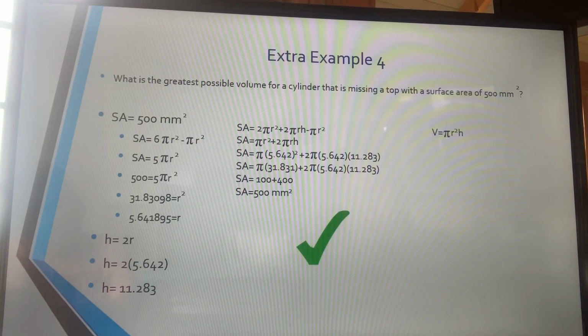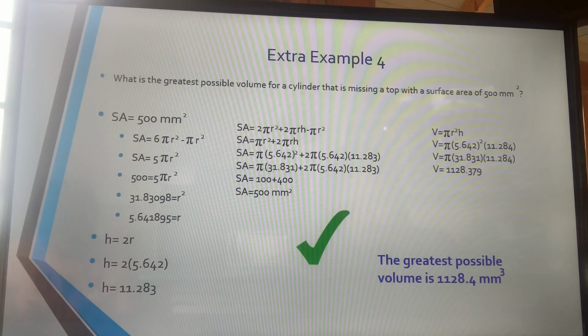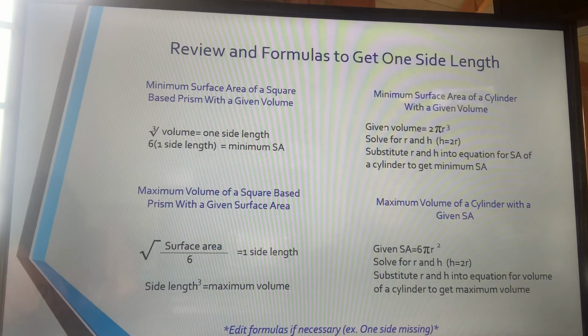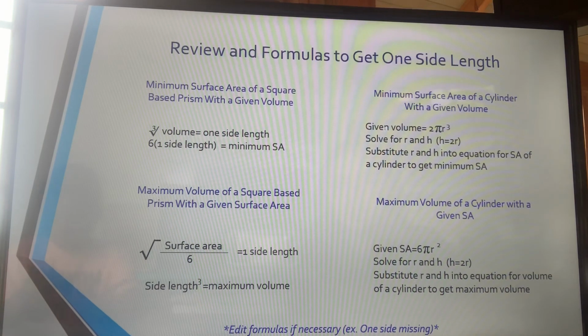Last, put it into the volume equation to get the answer. Therefore, the greatest possible volume is about 1,128.4 millimeters cubed. This last page is just a very quick review of what we went over throughout the whole lesson and all the formulas that you will need to answer any questions given.